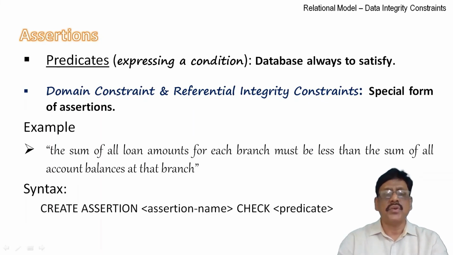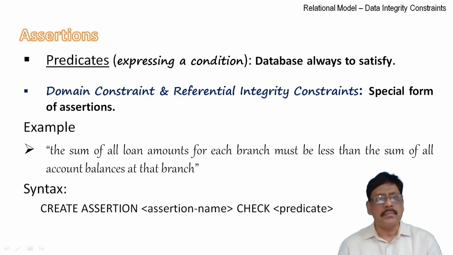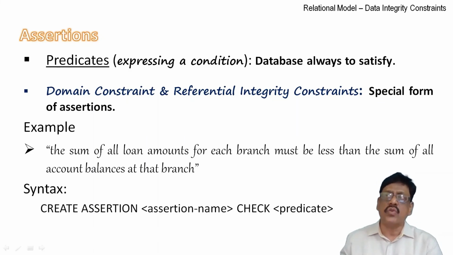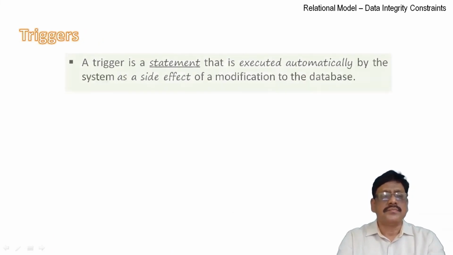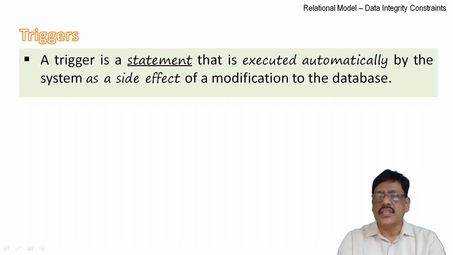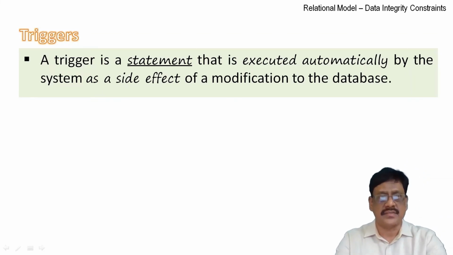For example, in a branch of a banking system, the sum total of loan amount should not exceed the sum total of deposits in that branch. So this can be implemented using one assertion. What is a trigger? A trigger is a statement that is executed automatically by the system as a side effect of a modification to the database. That's why we say triggers are fired automatically as a side effect.